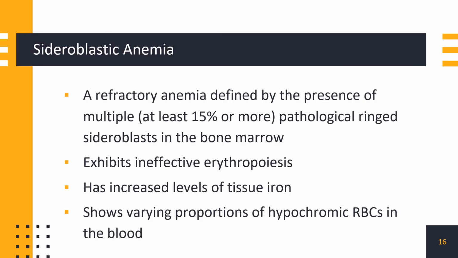Sideroblastic anemia is a refractory anemia defined by the presence of multiple, or at least 15% or more, pathological ring sideroblasts in the bone marrow. This kind of anemia will demonstrate a form of ineffective erythropoiesis, and it has increased levels of tissue iron. It also displays varying proportions of hypochromic erythrocytes in the peripheral blood.